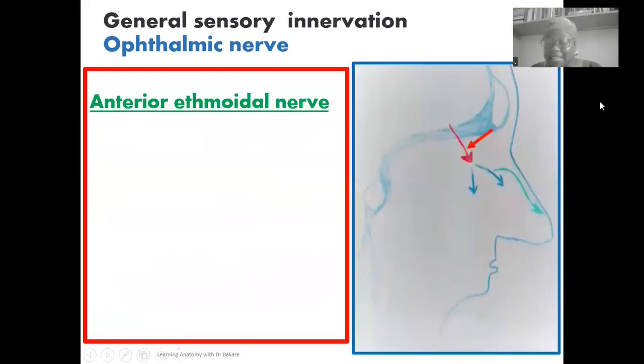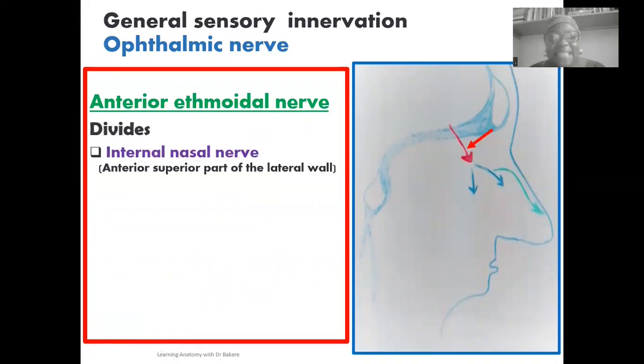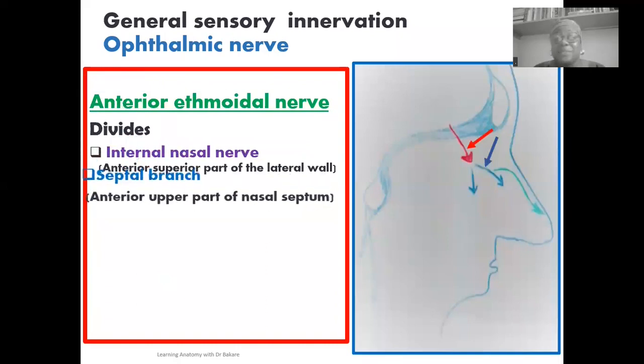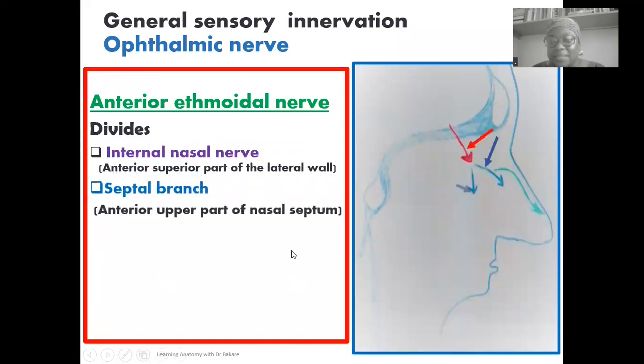So going further on the anterior ethmoidal nerve, it divides into two branches. We have the internal nasal branch. This is the internal nasal nerve that is arrowed here in blue, and this supplies the anterior upper part of the lateral wall of the nasal cavity. Then it gives off the septal branch, also arrowed in blue. The septal branch will also innervate the anterior upper part of the nasal septum.